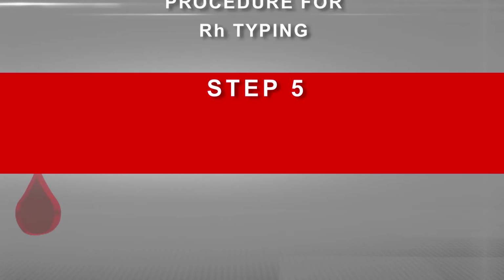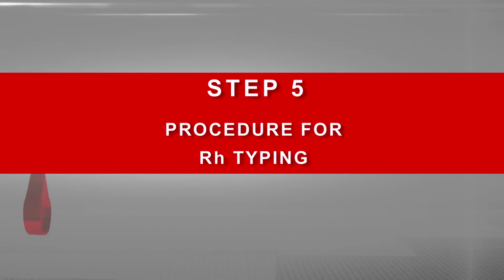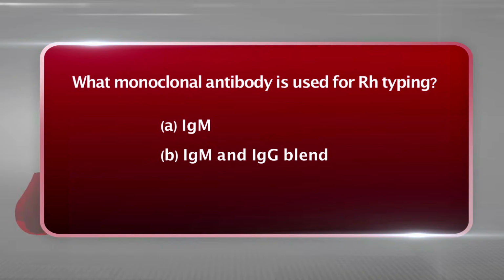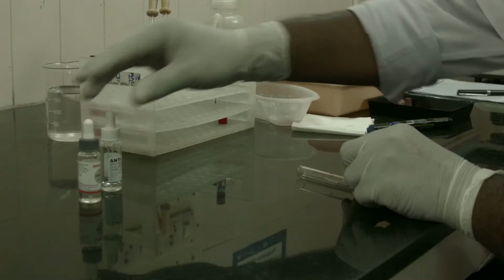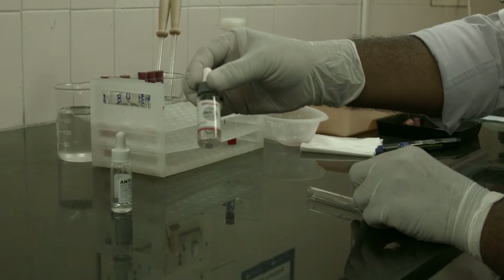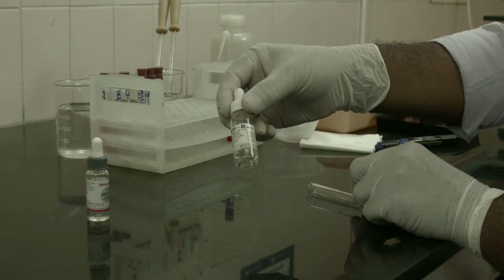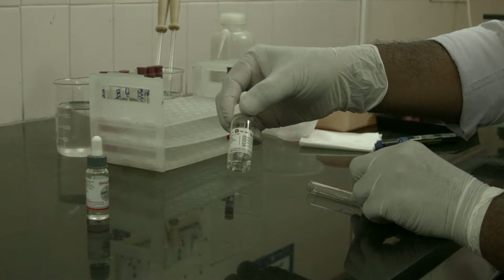Record the results immediately. Now, let us see how RH typing is performed. What monoclonal antibody is used for RH typing? A. IgM. B. IgM and IgG blend. C. Both. The correct answer is C. Both.